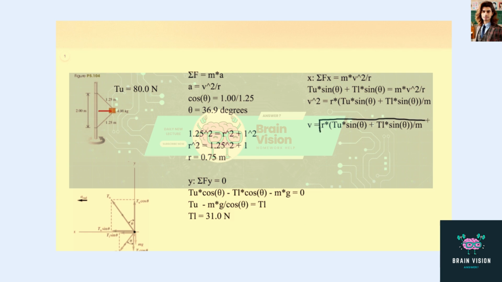Square root of all of this. And these are all terms that we know. So we can just go ahead and plug in R, TU, theta, TL, and M. And when we get that, we should get that V is equal to 3.53 meters per second. So this is just a regular velocity. So now we need to find the number of revolutions per second.